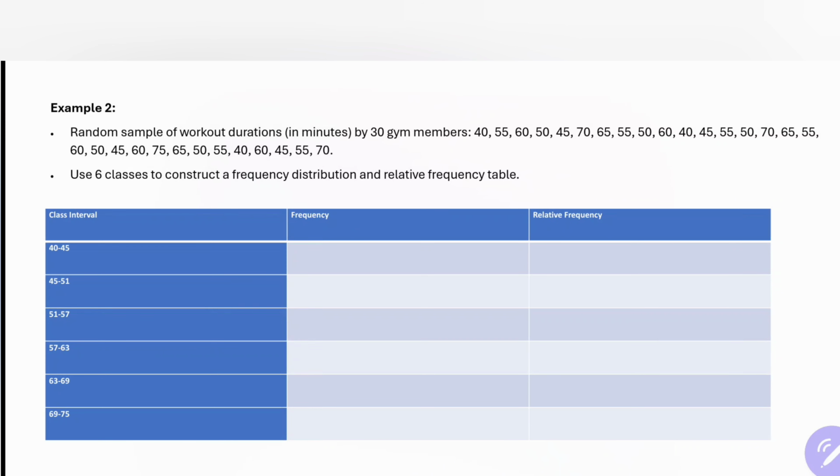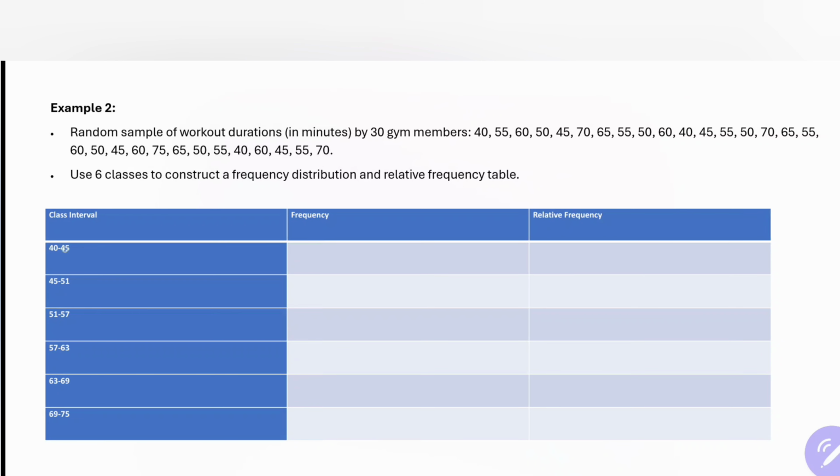Now, we have this example. In this example, we have a random sample of workout durations in minutes by gym members. So we have 40, 45. These are the values. Now we want to use 6 classes to construct the frequency distribution, and the classes have been given to us here. Now, how do we get the frequencies?